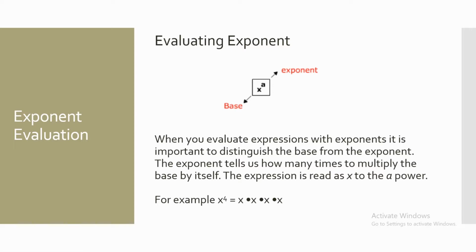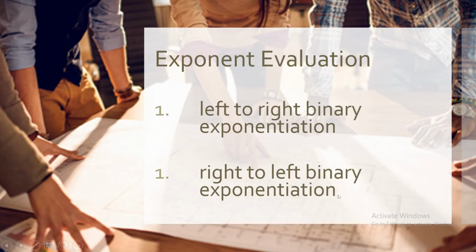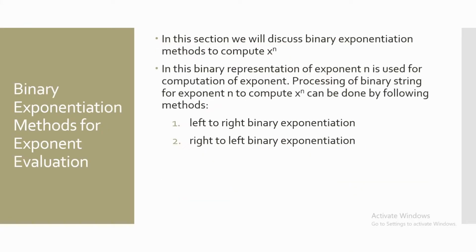But here we have found that initially it is giving 3 multiplications, but if I use any of these exponential methods, my work is easier and faster. So we will learn these two methods, left to right binary and right to left.